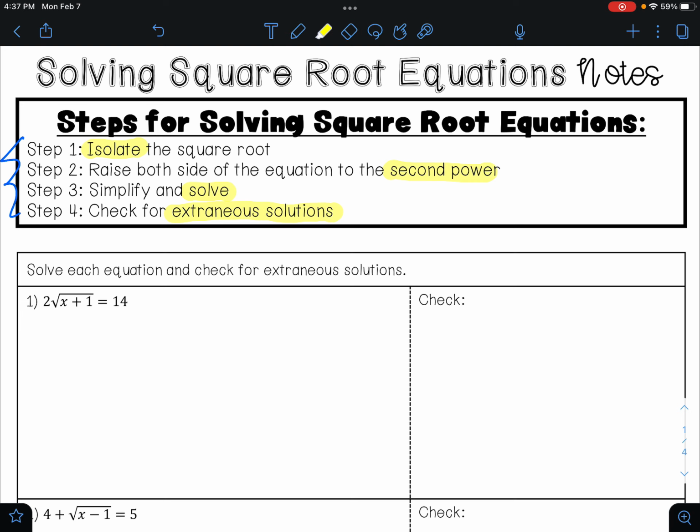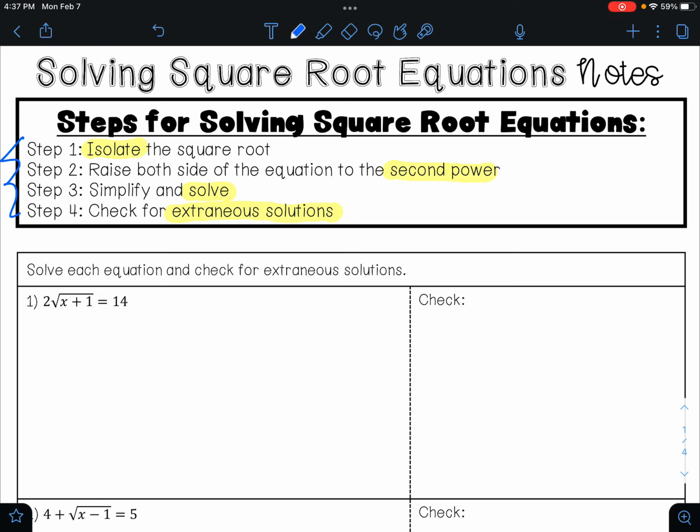Because we're going to be raising both sides of the equation to the second power, that equation can give us answers that are solutions to that equation, but are not solutions to the original equation. So we always have to check our work whenever we are solving functions that include square roots. So let's go ahead and look at example 1.